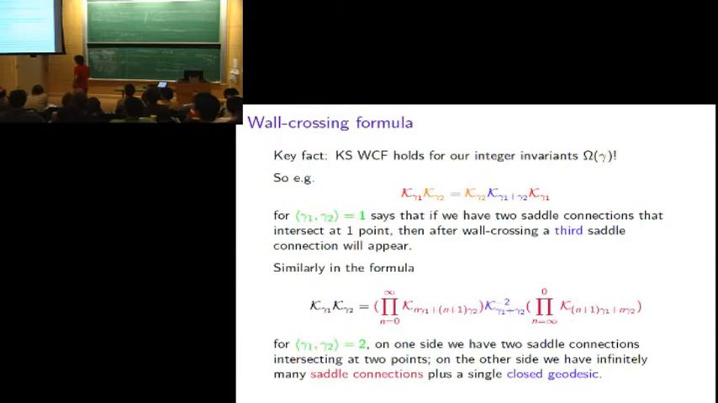Now similarly, in this formula here this crazy -2 appears, but we had an interpretation of the -2. So it says exactly that. On one side, I have 2 saddle connections which are intersecting at 2 points. And now on the other side, I have infinitely many saddle connections appear, plus this guy corresponds to a single closed geodesic.